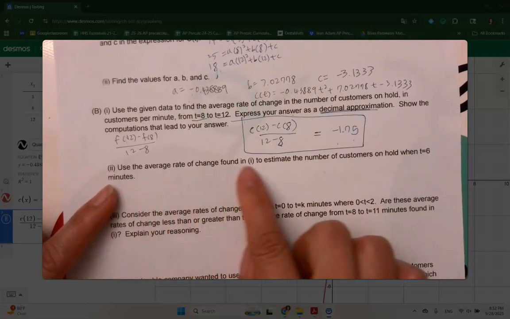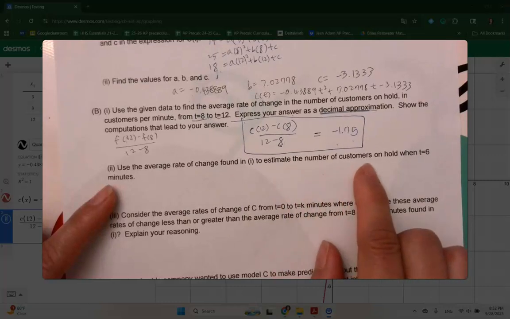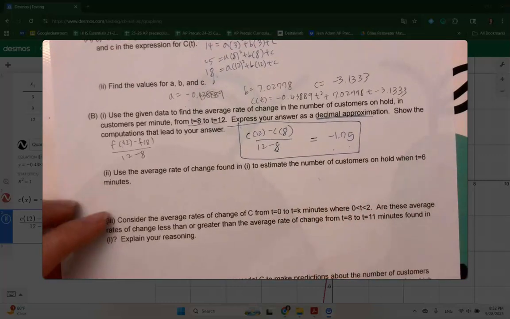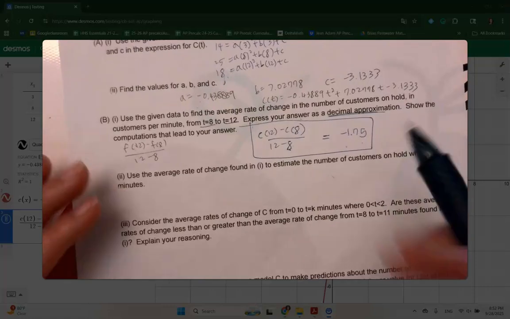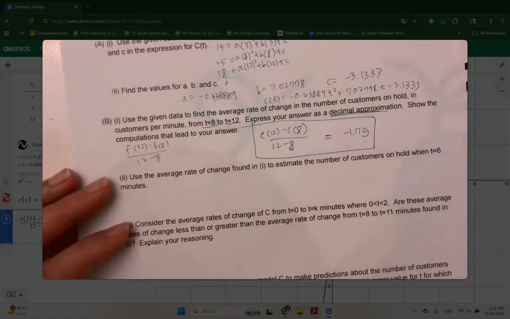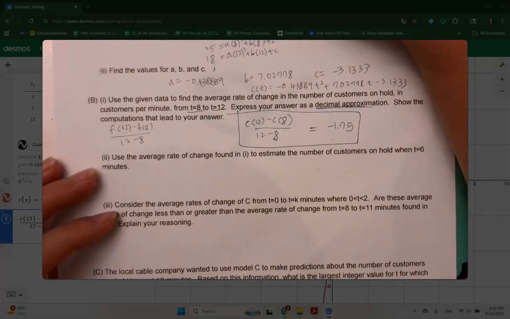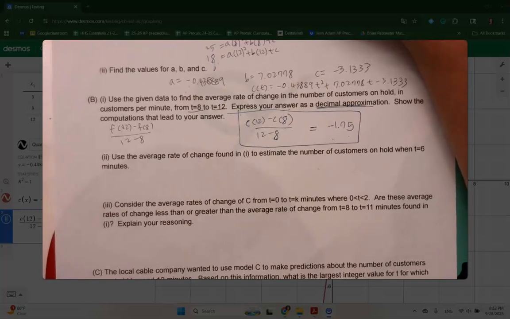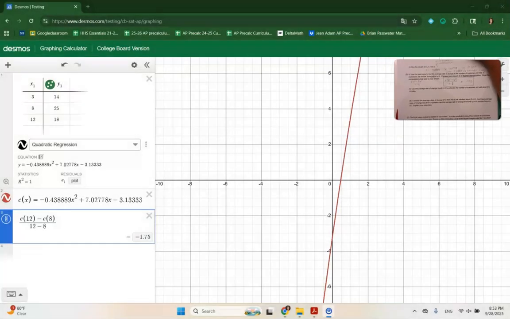Next, use the average rate of change found in 1 to estimate the number of customers on hold when T is equal to 6. Okay, so I'm going to pause for a second. We are estimating when T is 6, and we found the average rate of change between 8 and 12. All right, so there's my graph, which looks very weird.